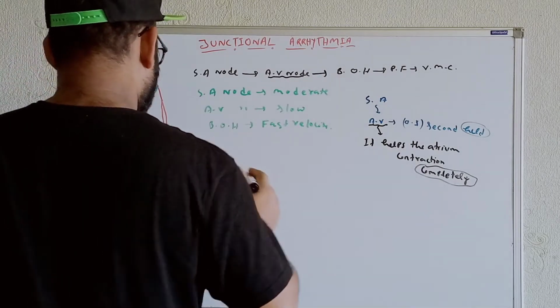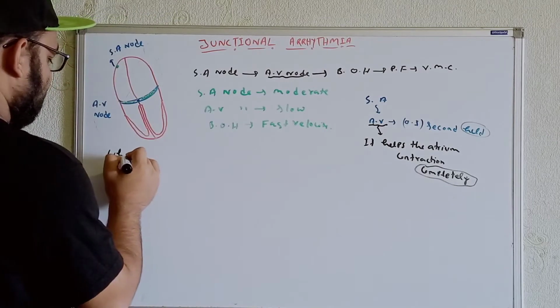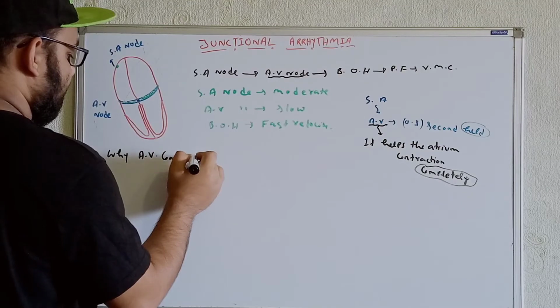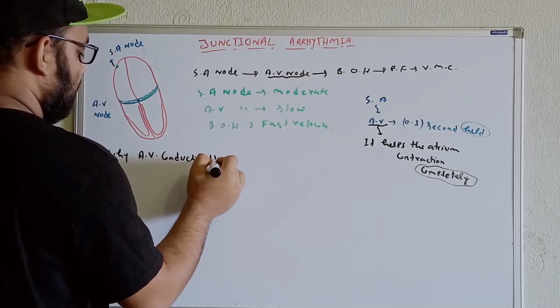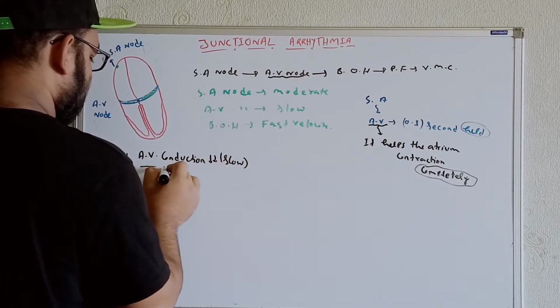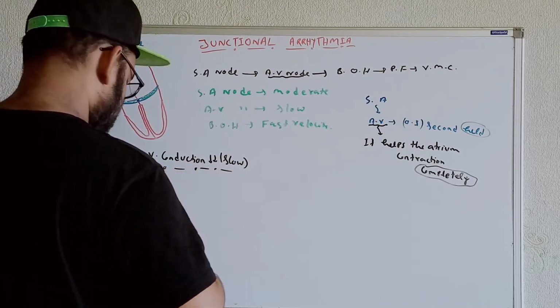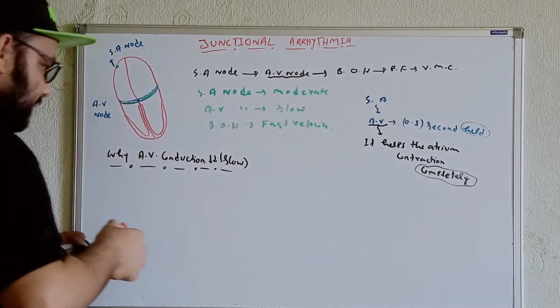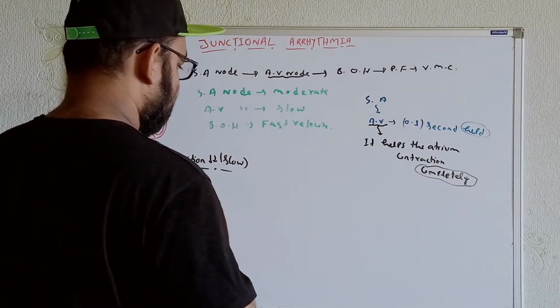We'll write why AV nodal contraction is slower. Okay, now try to understand. For that, I'll draw a piece of the AV node over here, for example, in these portions.